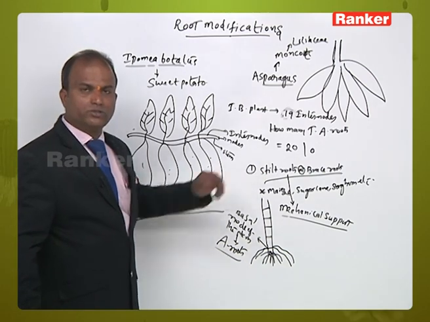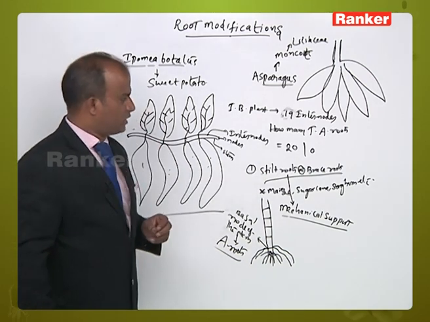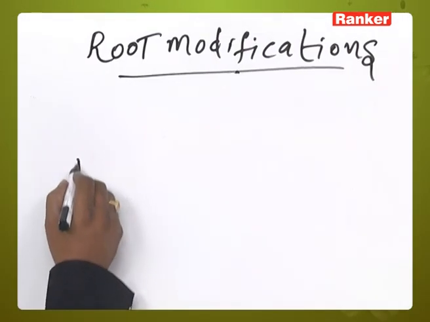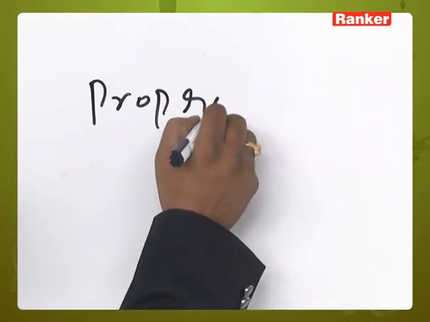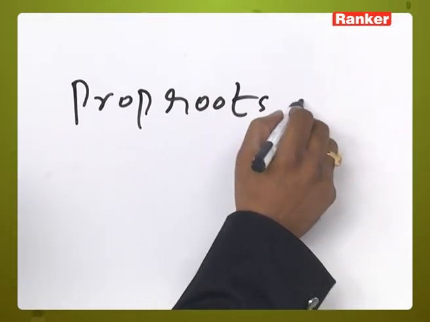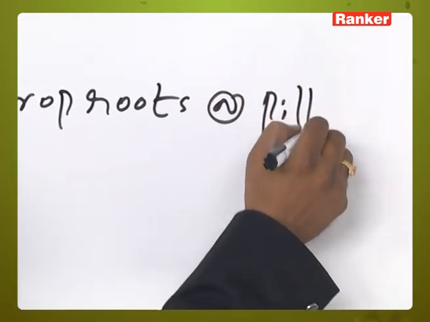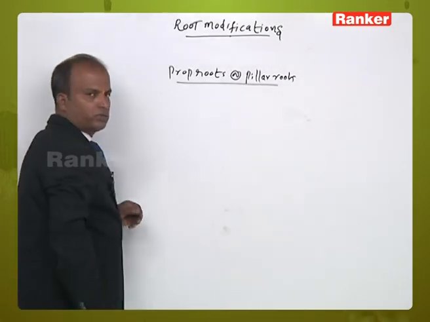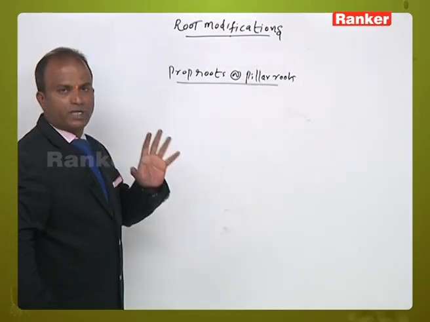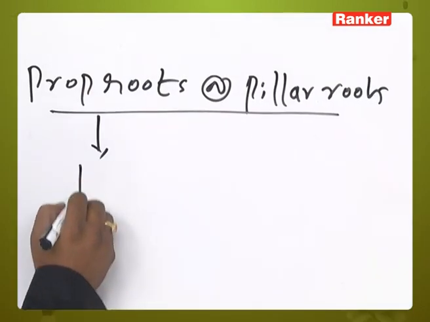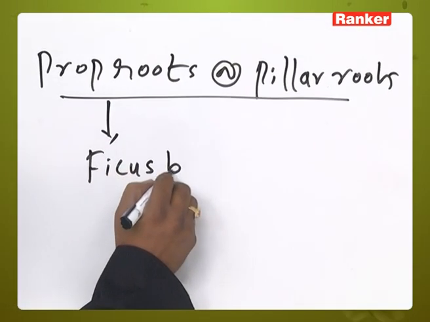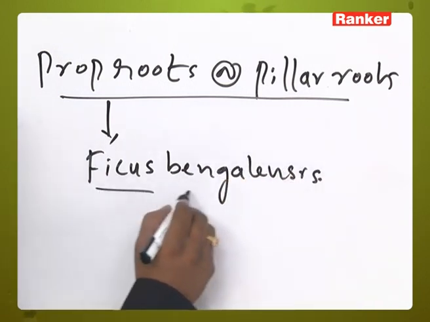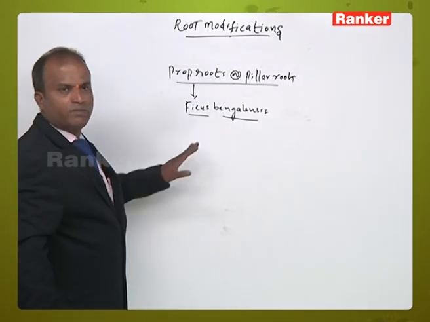After stilt roots or brace roots, another type of root is also present in plants, namely prop roots or pillar roots. It is shown by which plant? That plant is known as Ficus bengalensis.